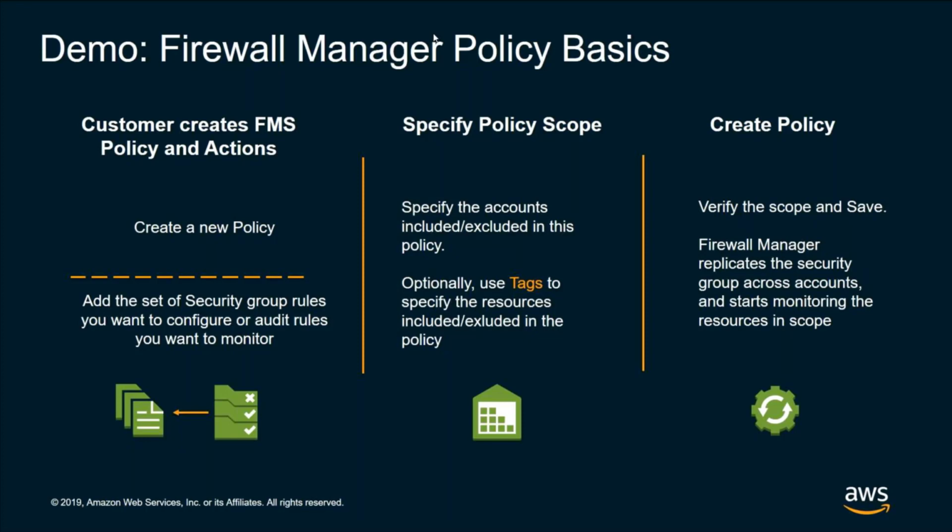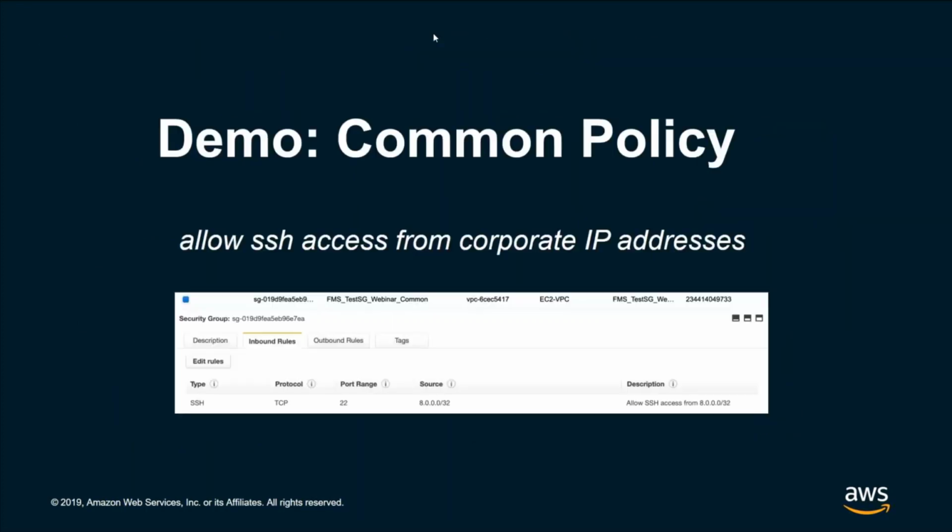Okay, so with that introduction, let's actually start creating a common security group policy. So in this demo, we'll look at how you can create a common security group policy where I want to apply in my organization or allow in my organization SSH access from a known set of corporate IP ranges, so that these corporate IP addresses can always SSH into these boxes in my organization. All right. With that, let's quickly move to the demo.